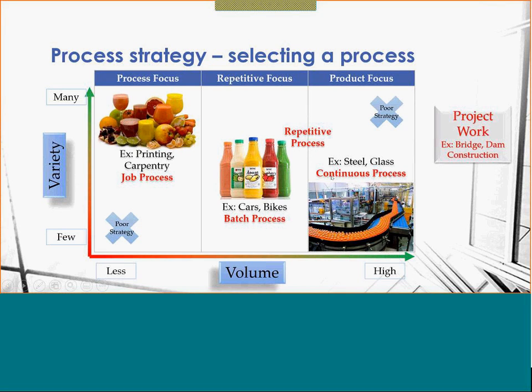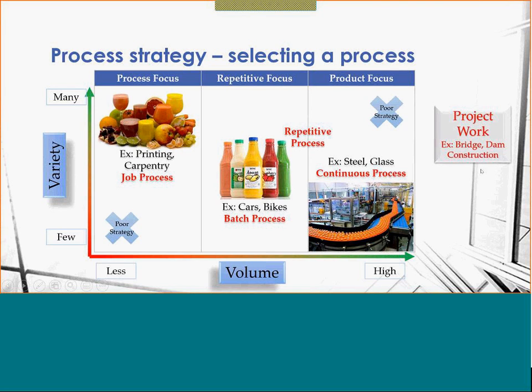Somewhere in between is the repetitive process. So there is the job process, then there is a repetitive process where you produce in batches, not that much variety. If you have some variety, then I can follow a repetitive process. That's why I put it in between these two. And this continuous process is for large volumes of the same product.